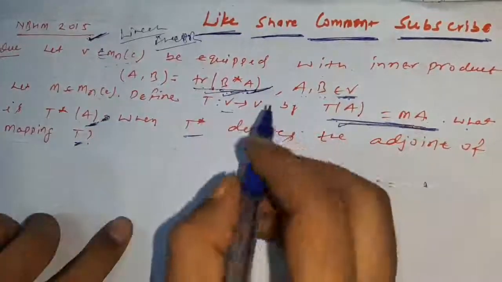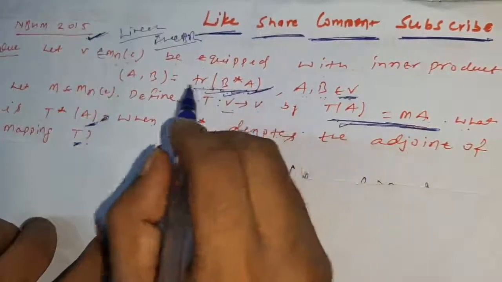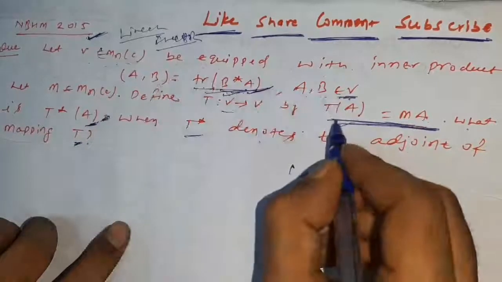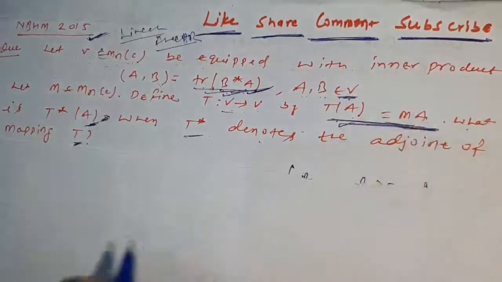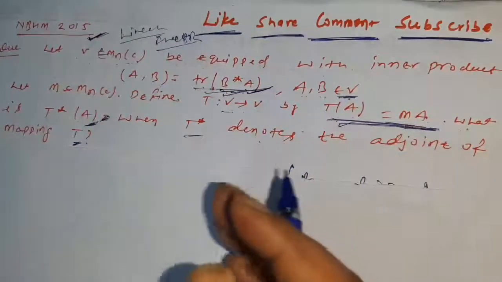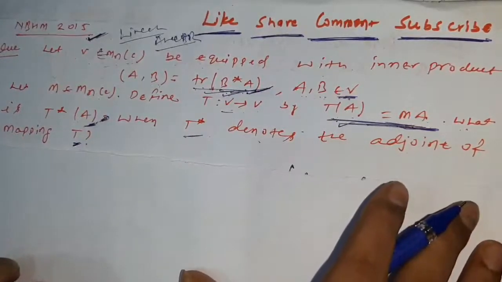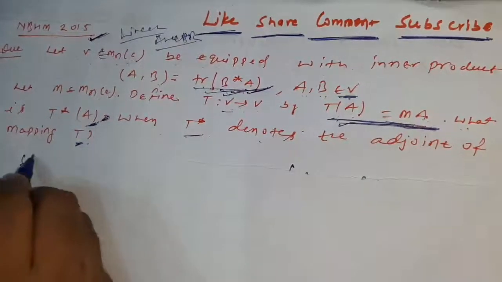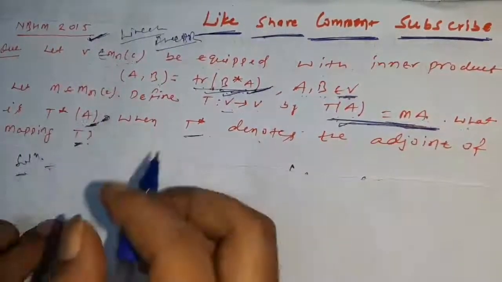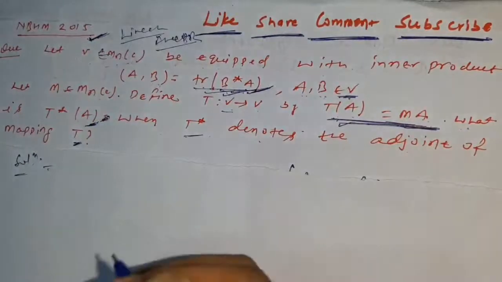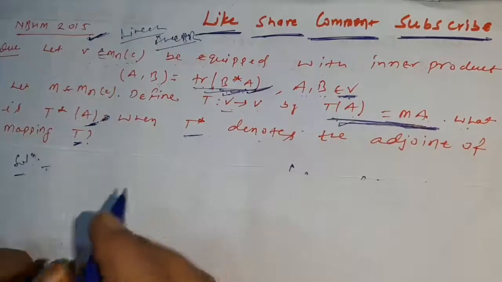So here we have been given two conditions. One is about the inner product, and another is the mapping T(A) equal to MA. So we will keep this condition in mind and proceed with the solution. Now let's start the solution of this question. We have to find the value of T star A, so we have to work out how we get the value of T star.